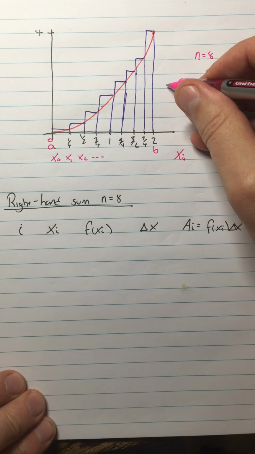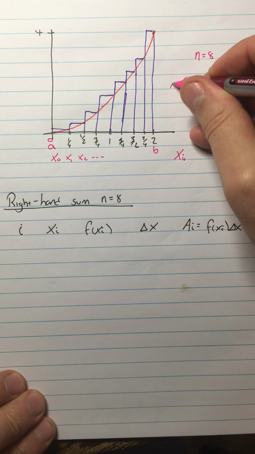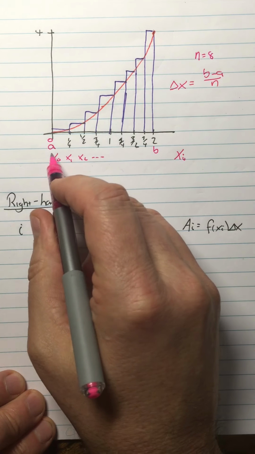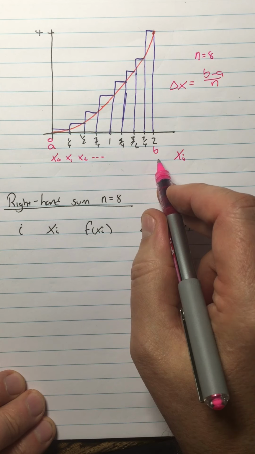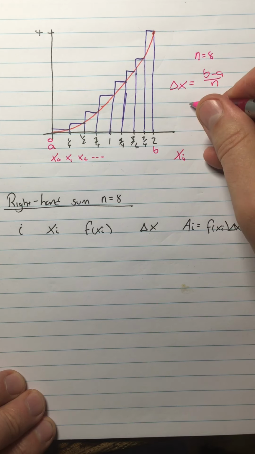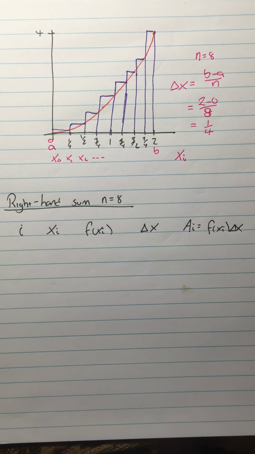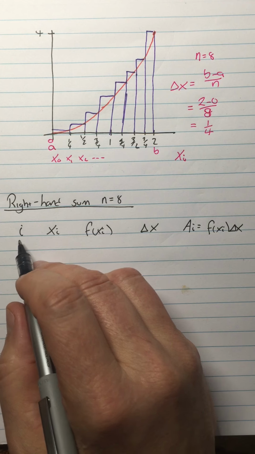It will not always be that obvious, and it will be useful for us to know that the delta x is always b minus a over n. That just means the length of the interval from a to b divided by the number of rectangles you have. So of course that would be the width of each rectangle. So in this case it's 2 minus 0 over 8, which is equal to 1/4. So our delta x equals 1/4 for this problem, for n equals 8, and we're going to do the right-hand sum first.